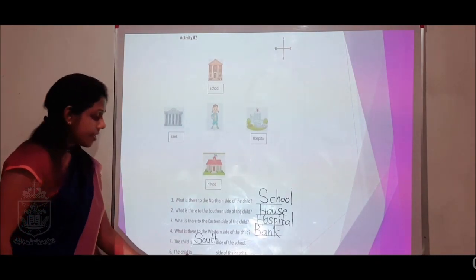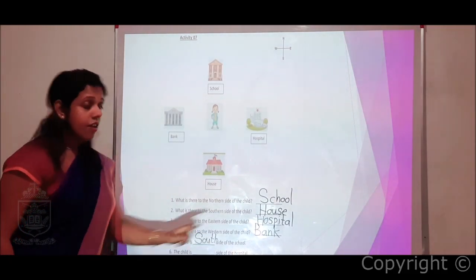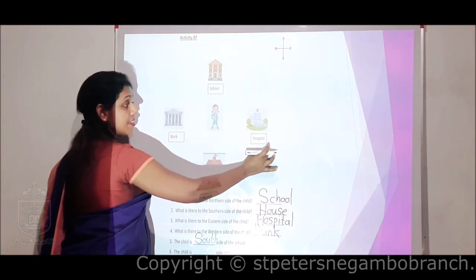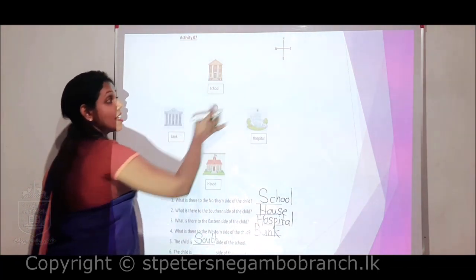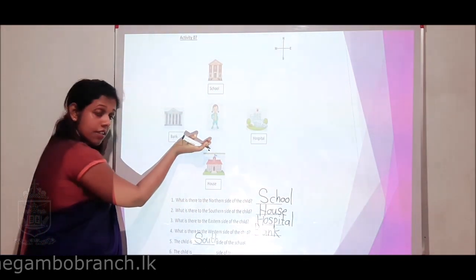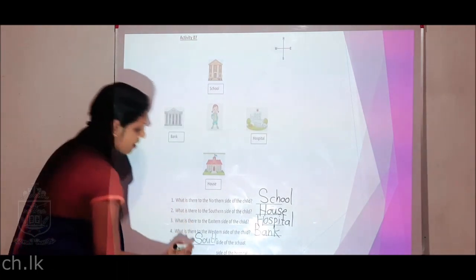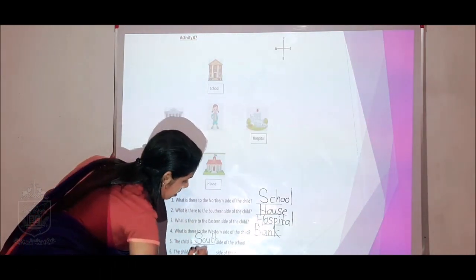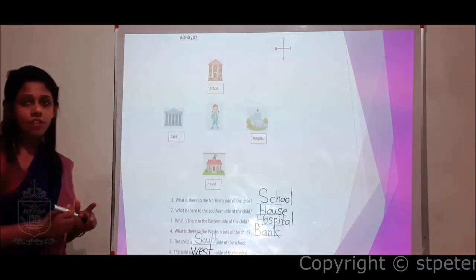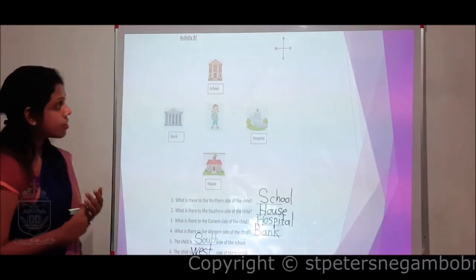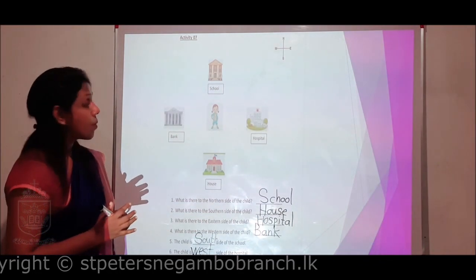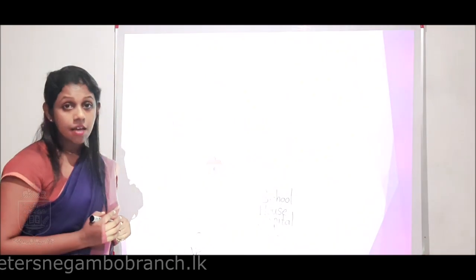The child is blank side of the hospital. This is the hospital. So we can see the child in the western side. We can find the child in the western side of the hospital. So the answer is west, or western side of the hospital. So I think you all can understand this activity. So we can move to activity number 8.